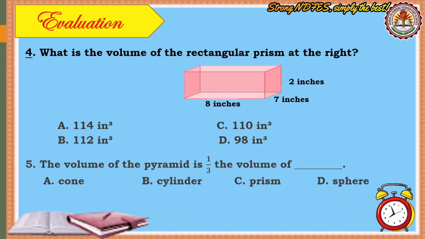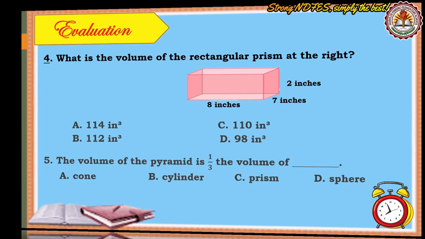Number 5. The volume of the pyramid is 1/3 the volume of blank. Letter A, cone. Letter B, cylinder. Letter C, prism. Letter D, sphere. Are you done, children? Let us check your answers.